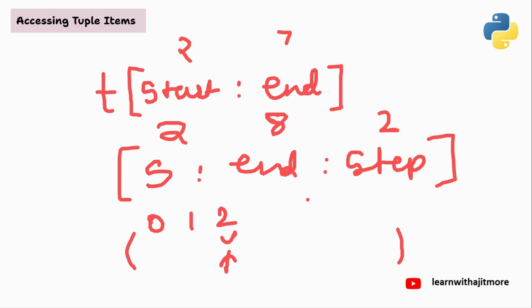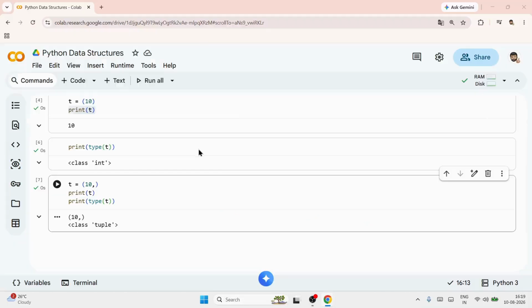Then at a step of 2, it will go to 4. Fourth will come. Step of 2, 6. Like that, till 8, and 8 is exclusive. Now 8 is exclusive means 8 is not considered. So obviously till 6 only. So only these three elements will come in one new copy tuple. Okay? Same mechanism which we did for list.